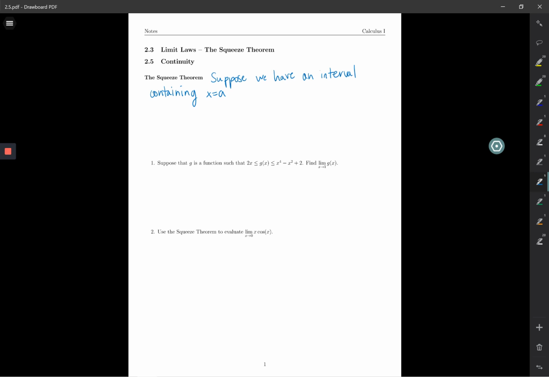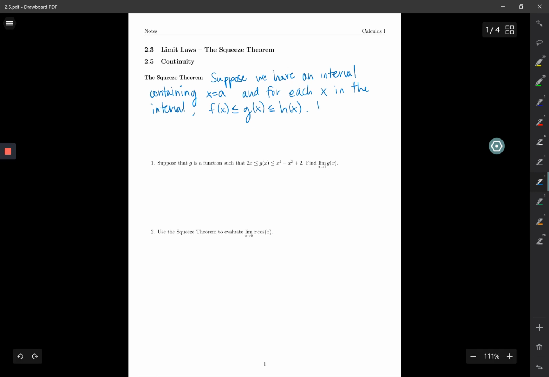So we have an interval containing the point we want to approach, and for each x in the interval, f of x is less than or equal to g of x is less than or equal to h of x. So we have g of x sandwiched between these two functions, f and h.